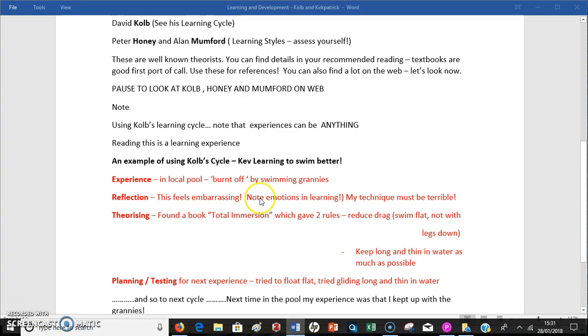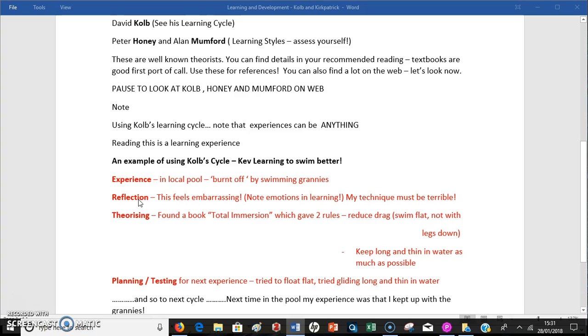So you see here, our emotions are very important in learning. Learning is an emotional experience as well as a cognitive one. And I thought my technique must be terrible. So this is the initial thing, the reflections, very immediate.